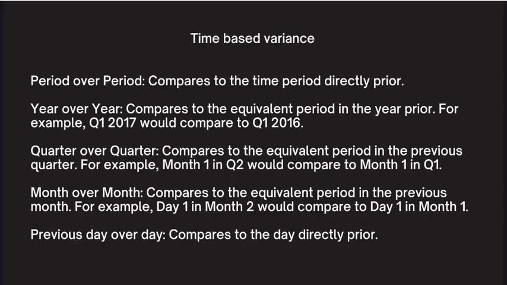Quarter over quarter, that compares to the equivalent period in the previous quarter. For example, month 1 in Q2 would compare to month 1 in Q1. Month over month, that compares to the equivalent period in the previous month. For example, day 1 in month 2 would compare to day 1 in month 1. And day over day, that compares to the day directly prior.